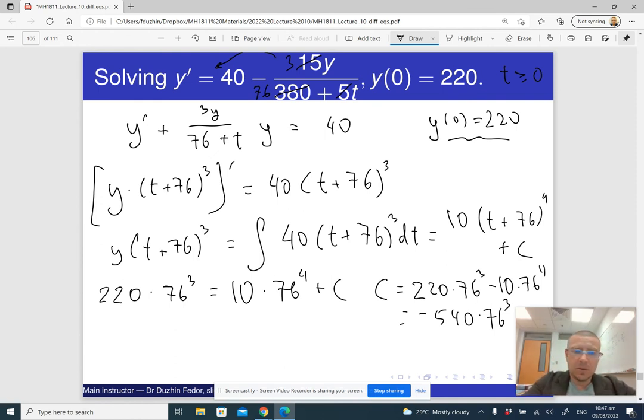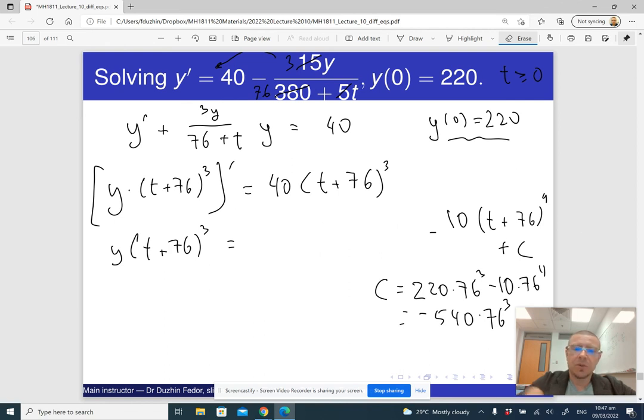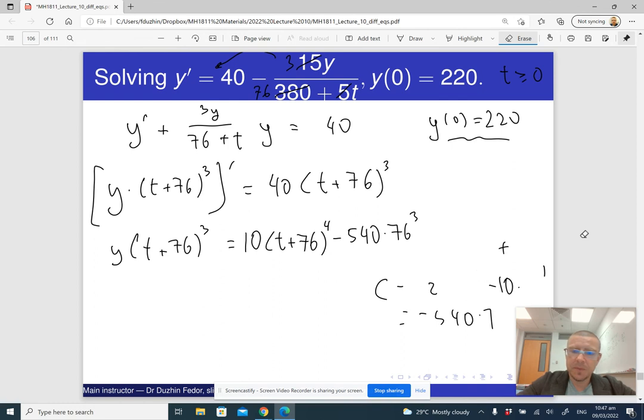So which allows me to solve for y now. So let me erase this. Now, let me just copy it over again. So this is 10 times t plus 76 to the power 4 minus 540 times 76 cubed. So this is my constant.